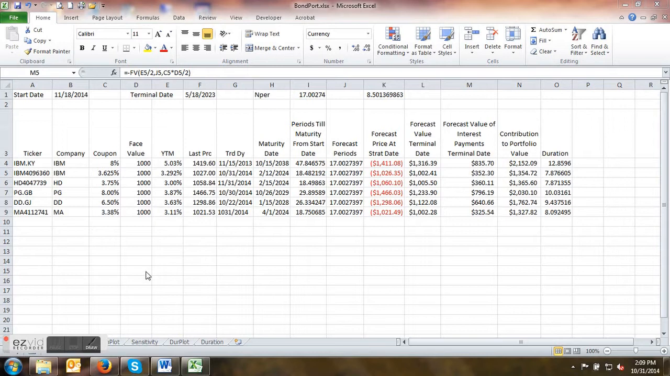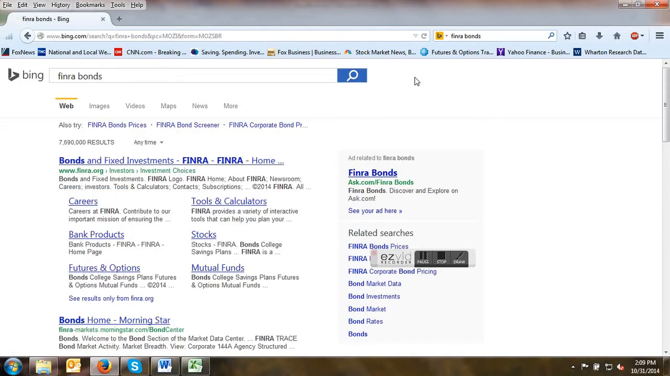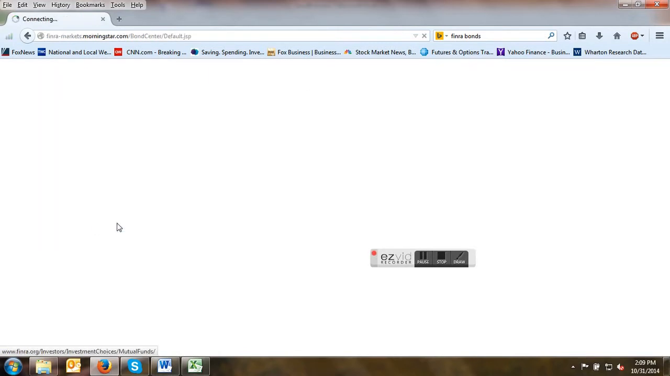Hello. This is step one of your bond portfolio project. What you're going to need to do is select your bonds. In order to get to the bond site to evaluate the bonds, you're just going to Google or Bing FINRA bonds. Go to the bond site and then select the bond data center.